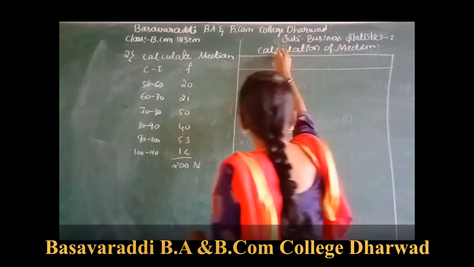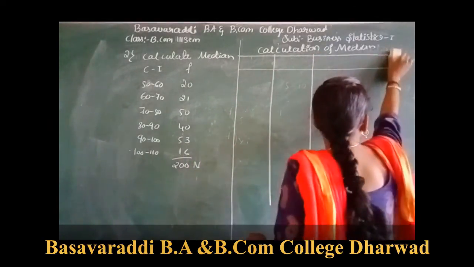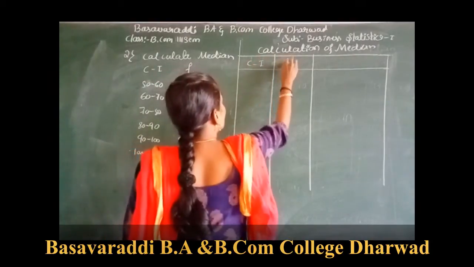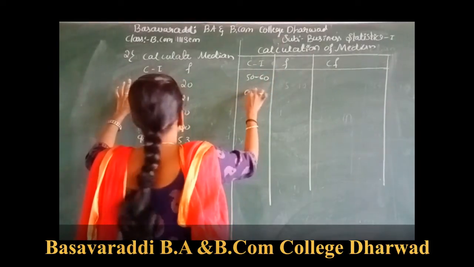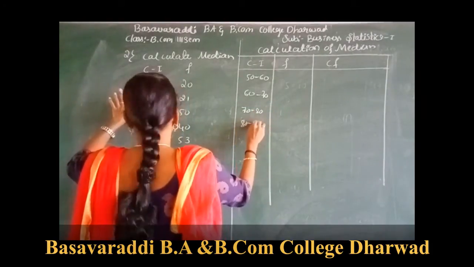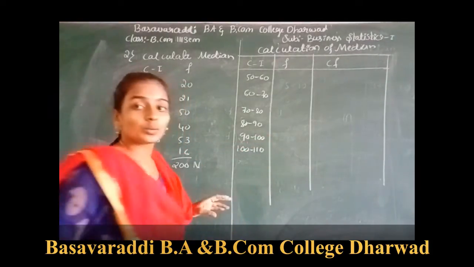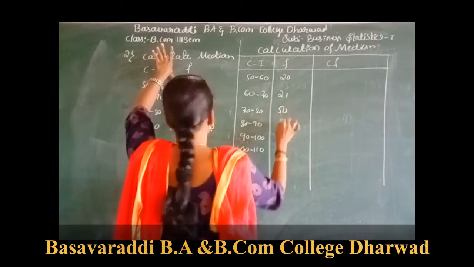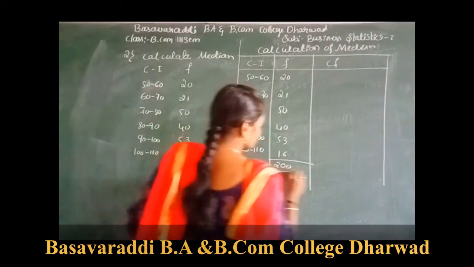Columns: class interval, frequency, and the last one is cumulative frequency. Class intervals: 50 to 60, 60 to 70, 70 to 80, 80 to 90, 90 to 100, 100 to 110. Frequencies: 20, 21, 50, 40, 53, 16, total 200.